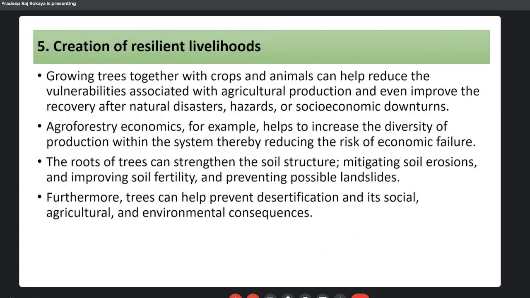Creation of resilient livelihood. Livelihood पनि promote गर्छ. So it is a productive and protective use. Growing a tree together with the crops and animals can reduce the vulnerability associated with agriculture production and even improve the recovery after natural disaster. The natural disaster hazards on socioeconomic downturns.